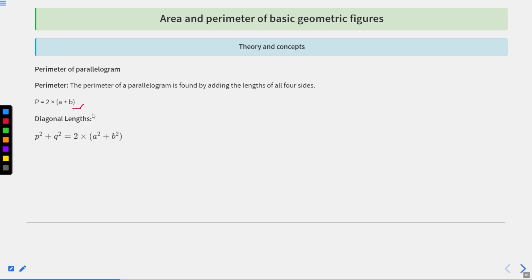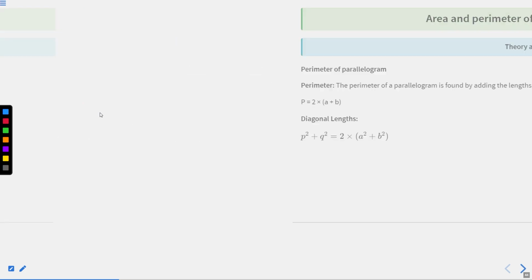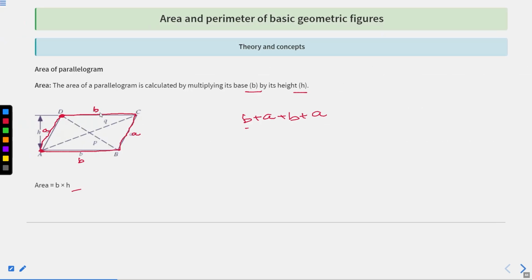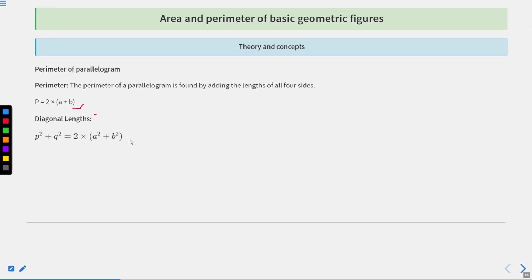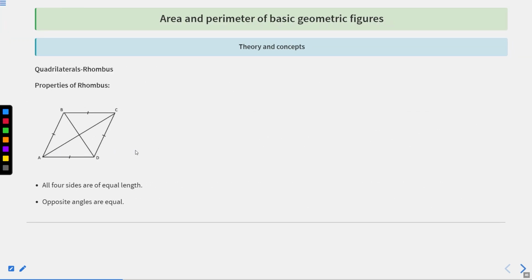So what is the diagonal length? So it is P square plus Q square equal to 2 times A square plus B square. So this is your length P, this is your length Q, this is your length P, and to know the diagonal lengths, P square plus Q square equal to 2 times A square plus B square. So that was all about parallelogram.